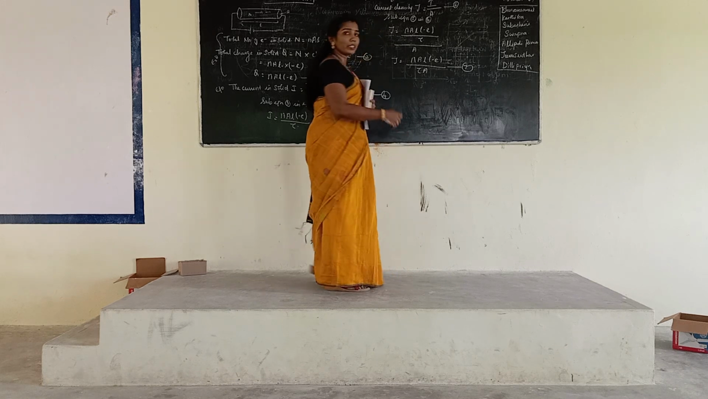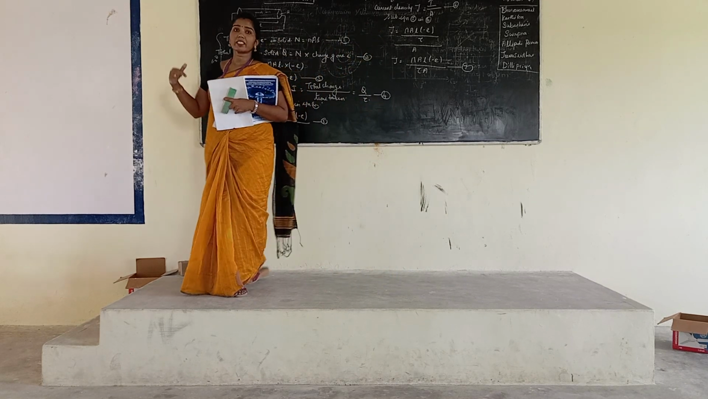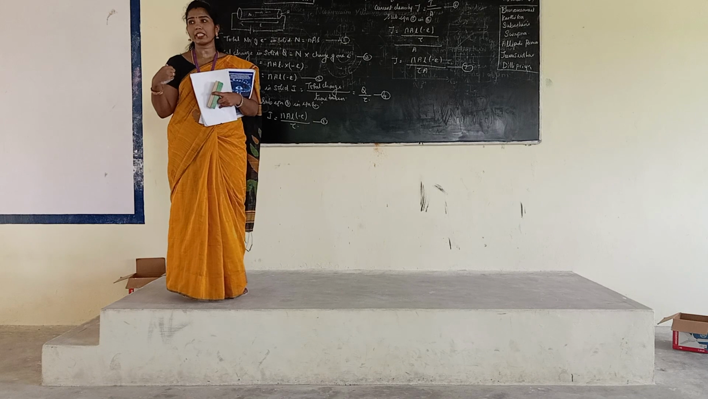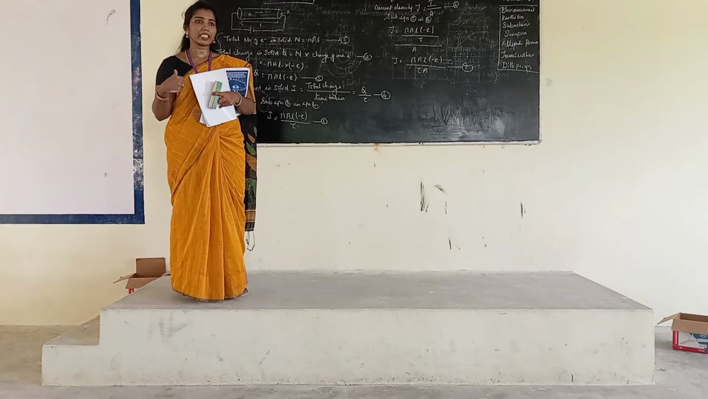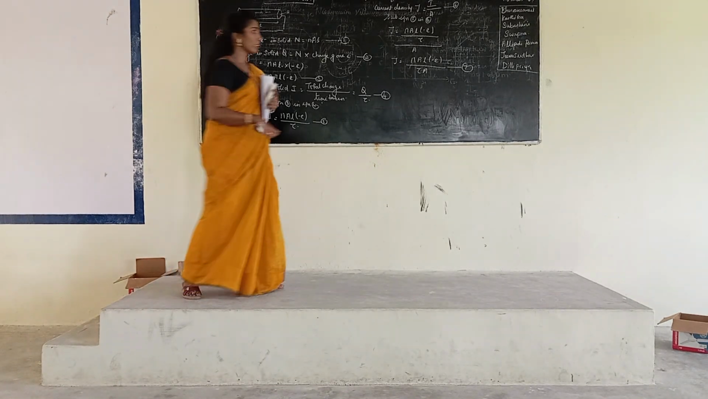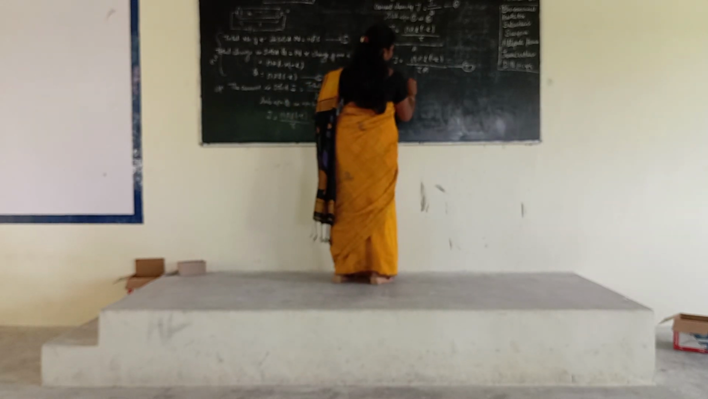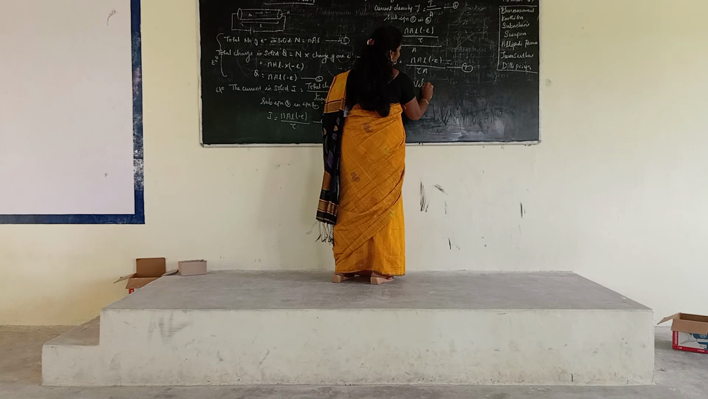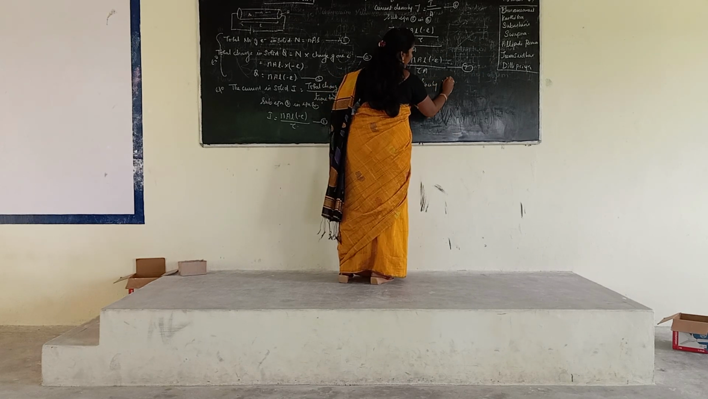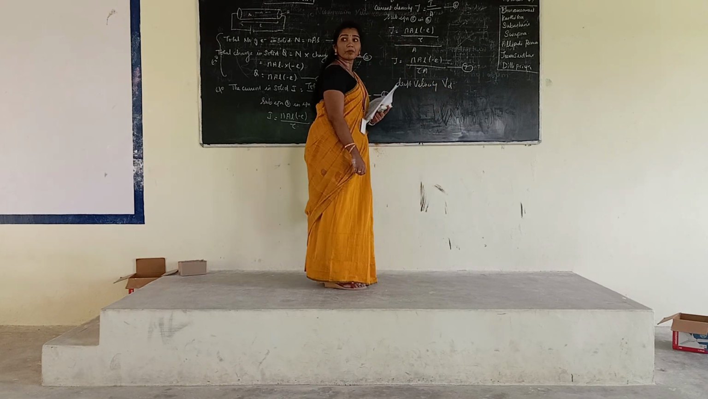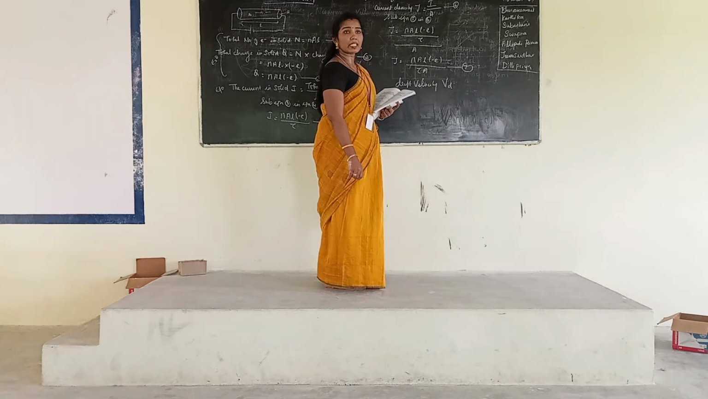Now, due to the presence of current, the electron has a drift velocity. The electron gets a drift velocity, right? So you have to write the formula for the drift velocity. Drift velocity is represented by Vd.